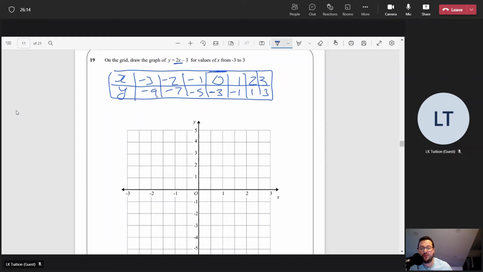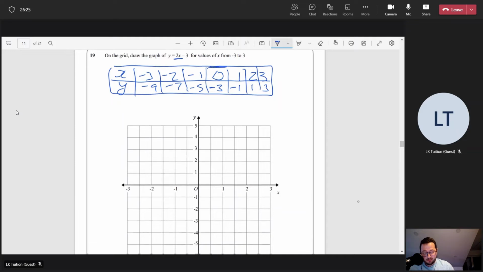Once you find out your first value, with a straight line graph, you don't have to sub the other values in. You can just look at the gradient and go up and down from there. So we want to draw this graph. Let's just plot these points.